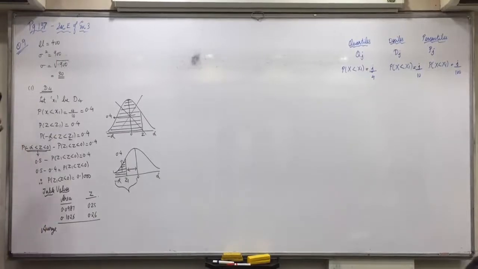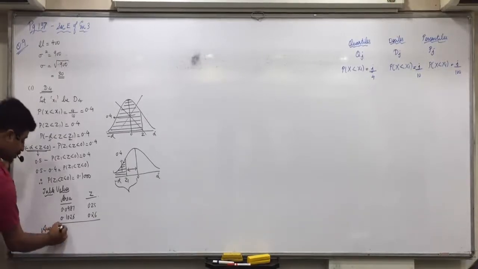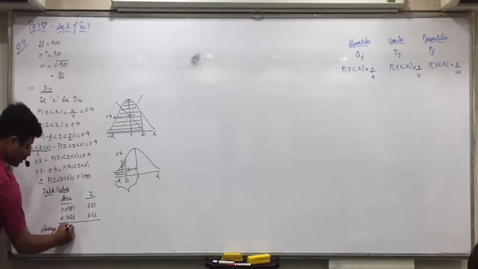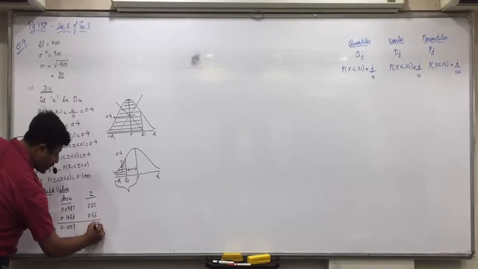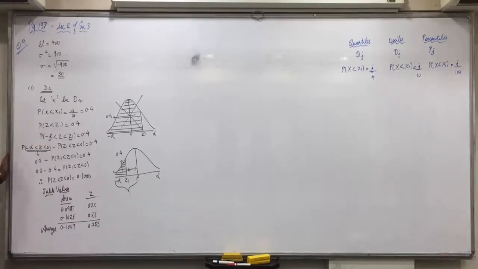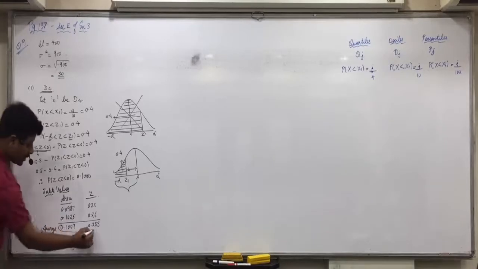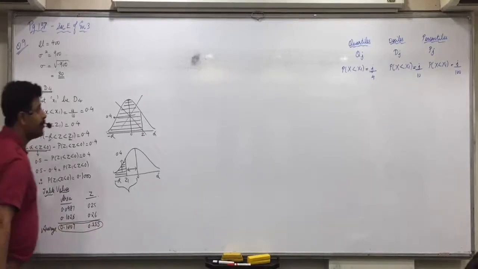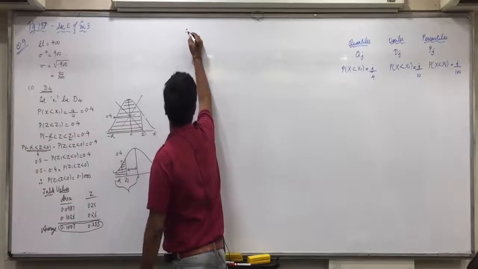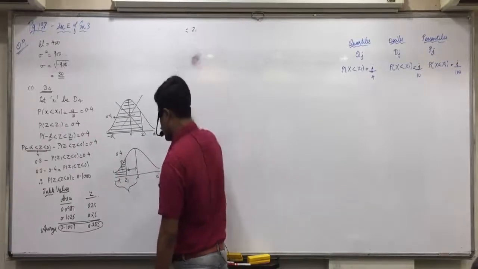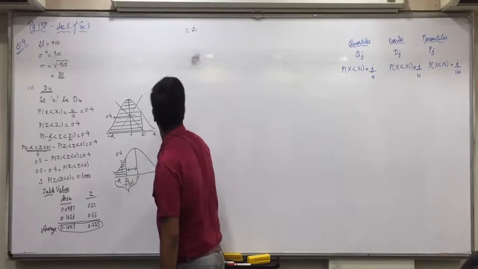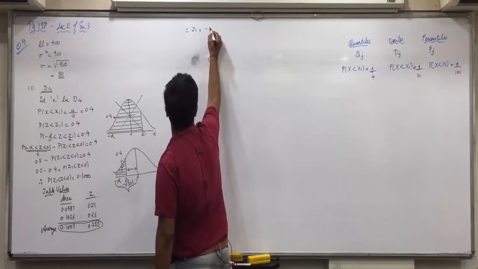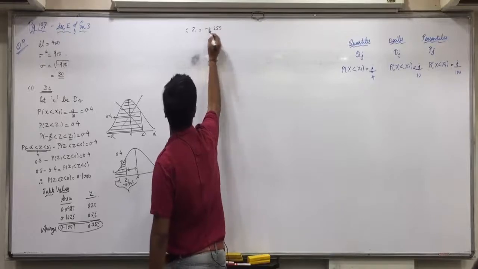Now the average of 987 and 1026 is 0.1007, and 0.255. The nearest to 1000 is the 1007 average. So Z1, since it's on the left side, is minus 0.255. So Z1 is minus 0.255. This is the nearest one.